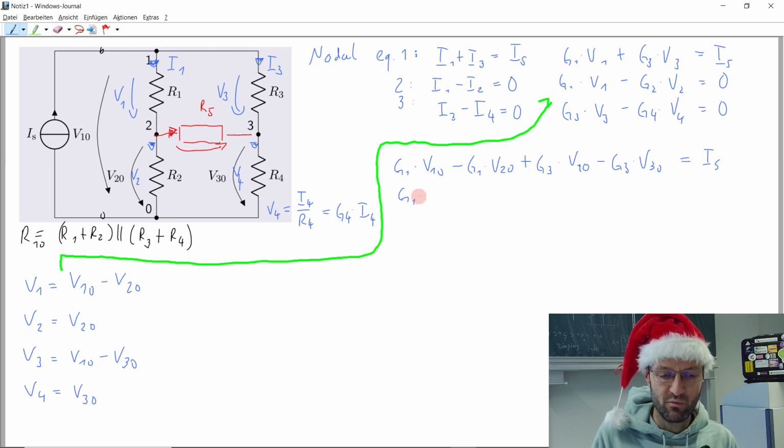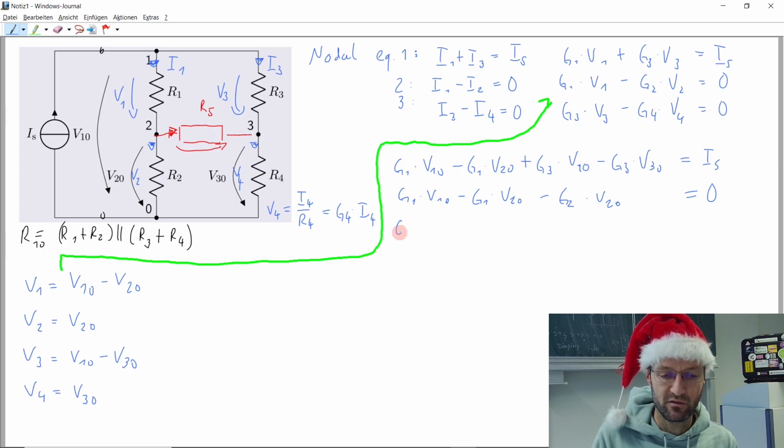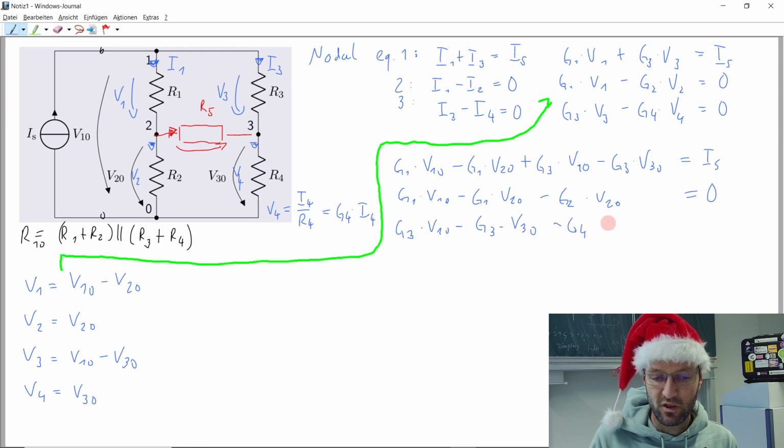Okay, so G1 multiplied with V10 minus G1 times V20, and then minus G2 multiplied with V20, and this at the end should still be 0. Okay, and so then we have the last equation. So G3 multiplied with V10 minus G3 multiplied with V30 minus G4 multiplied with V30, and still is 0.